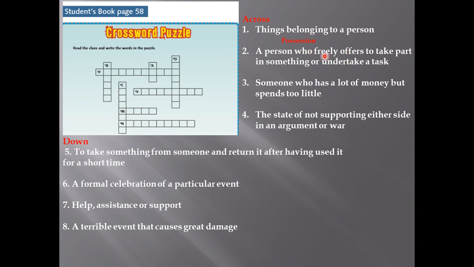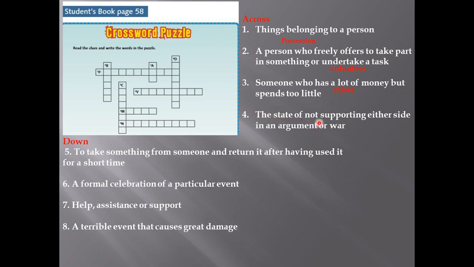Number 2, a person who freely offers to take part in something or undertake a task. Who freely offers, that means without money or without a paid of money. So look here, number 2, and it starts with V. Who is that man who works without money? He is a volunteer. Number 3, someone who has a lot of money but spends too little. Who is that man? A man who has a lot of money and spends too little money. Do you remember the miser's final wish, that story? Yes, he is a miser.